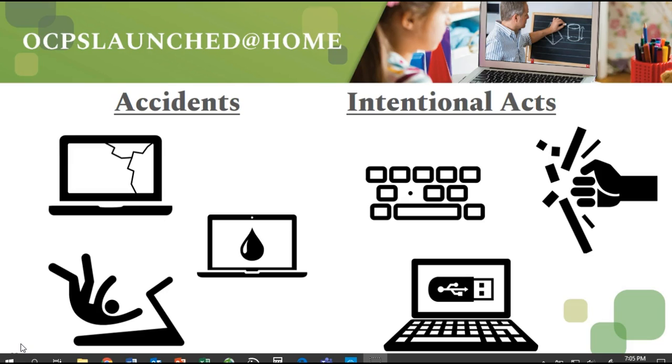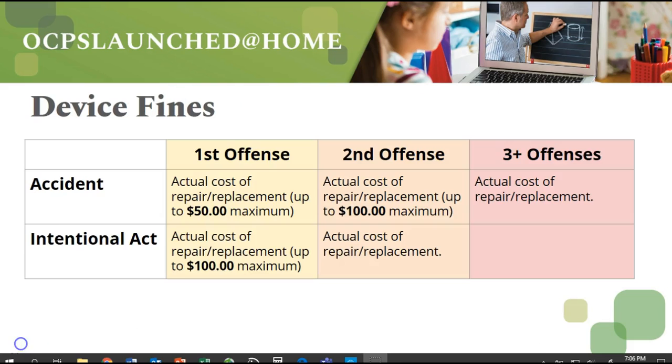There are different fines for when the device is damaged by accident versus when it is damaged on purpose. Some examples of accidental damage include falling off a desk, dropping the device, it gets stepped on, or liquid spills on it accidentally. Some examples of intentional acts include jamming items into the ports, striking or throwing the device, or peeling the keys off the keyboard.